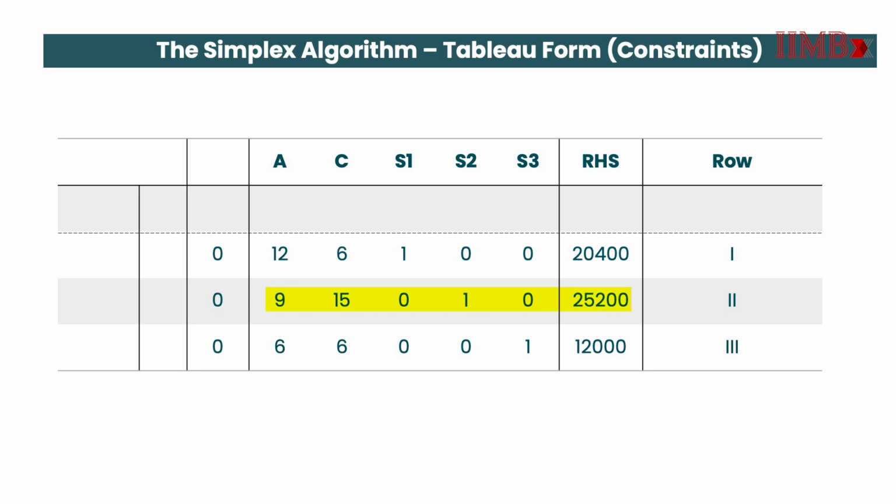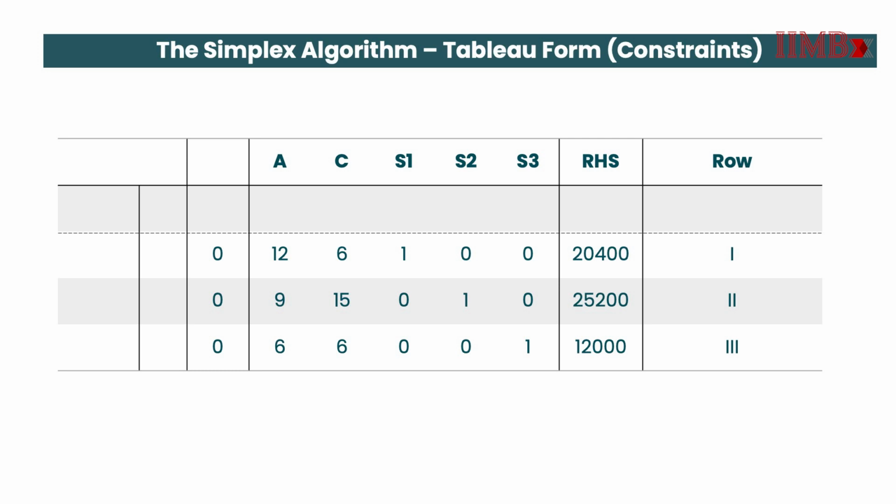The constraint number 2 can be read as 9A plus 15C plus S2 is equal to 25,200. And constraint number 3, just like we had in the equation form, is 6A plus 6C plus S3 is equal to 12,000. So in the tableau right now, we have the 3 constraints specified.